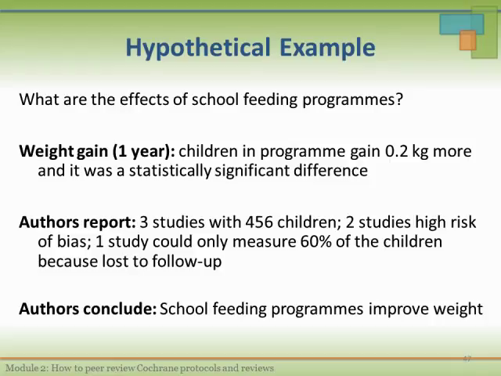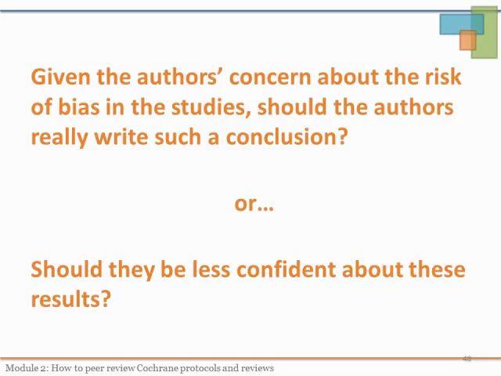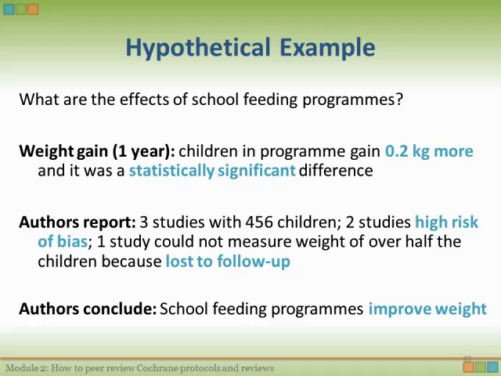programs improved weight. As a peer reviewer, you could ask yourself that given the author's concern about the risk of bias in the studies, should the authors really write such a conclusion? Or should they be less confident about these results? You would likely ask yourself a couple of questions. How believable are these results? And does the conclusion reflect the results?